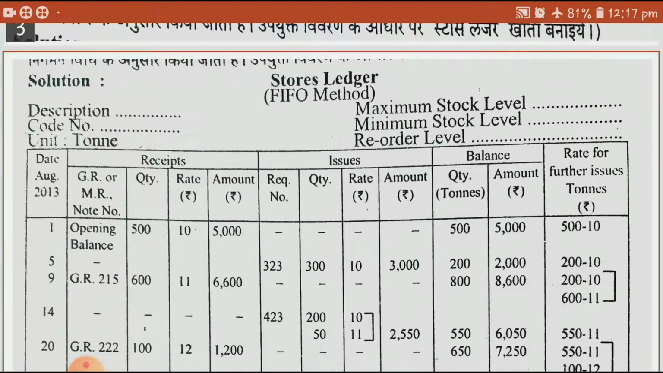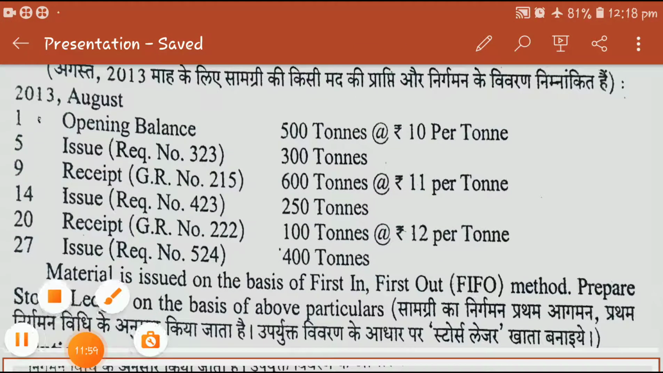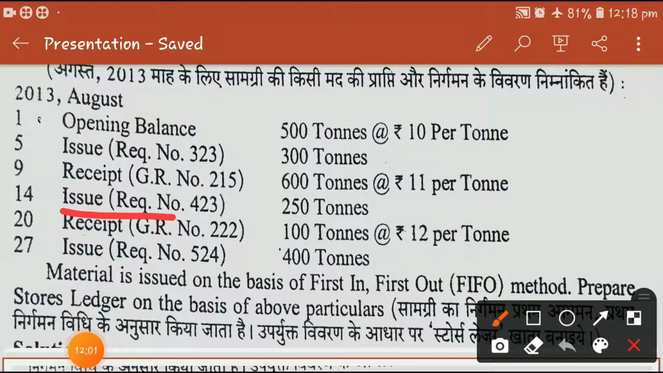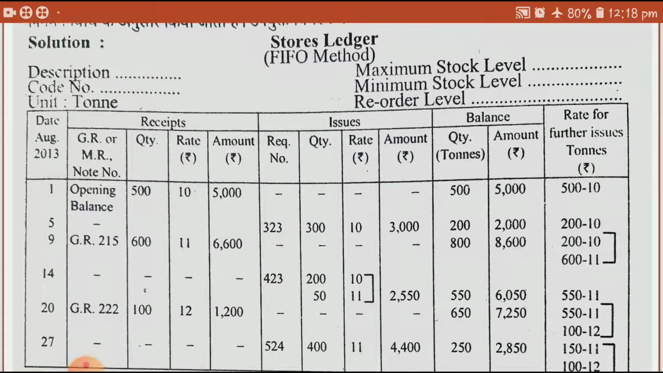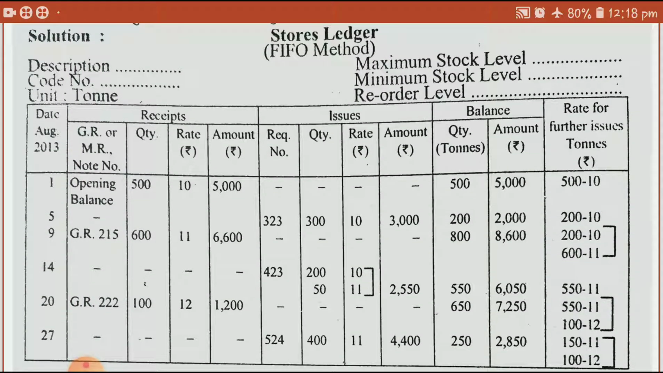Now moving further, on 14 we are issuing 250 tons. Again you don't have any amount here, you have to calculate it from the stock of which date you are issuing, because each stock has a different value.